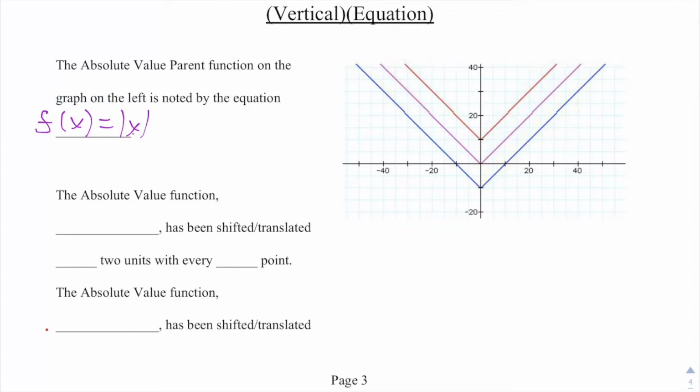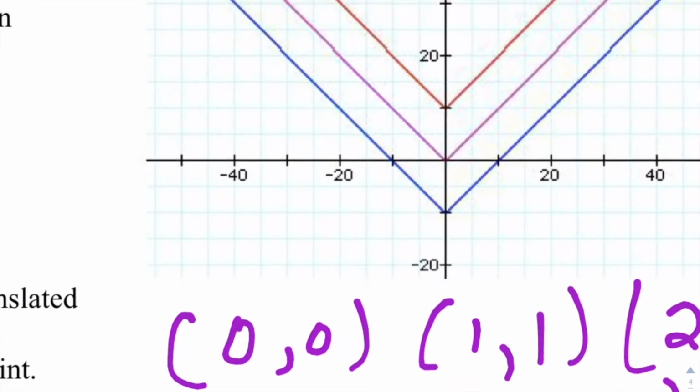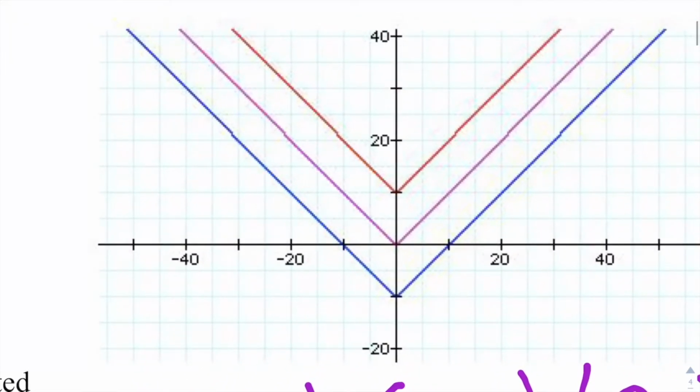And remember, the 5 key points from the parent function are 0, 0 at the origin, and then moving right, 1, 1, and then the second one to the right is 2, 2, and then moving left we have -1, 1, and then the second one to the left is -2, 2, and that is, let me zoom in here, that is these 5 points right here.